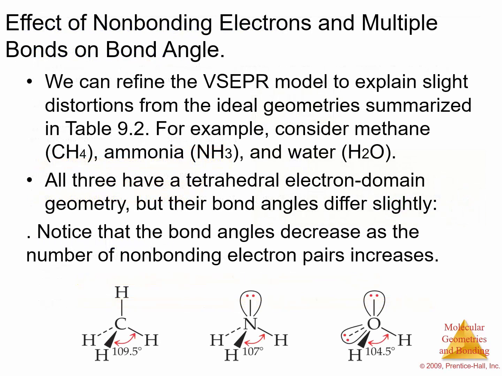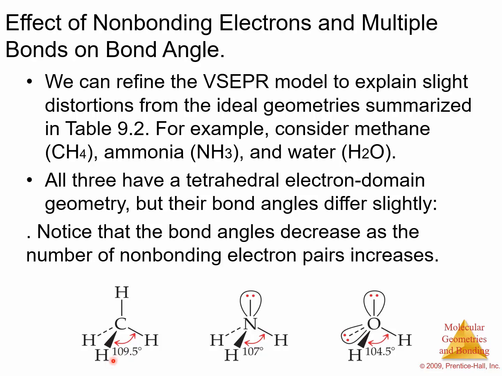Now we want to talk about the effect of non-bonding electrons and multiple bonds on bond angles. We can refine the VSEPR model to explain slight distortions from the ideal geometry summarized in table 9.2. For example, consider 3 molecules: methane, CH4, ammonia, NH3, and water, H2O. All 3 have a tetrahedral electron domain geometry, but their bond angles differ slightly. And notice that the bond angles decrease as the number of non-bonding electron pairs increases.